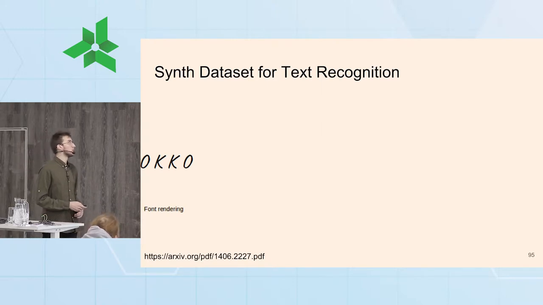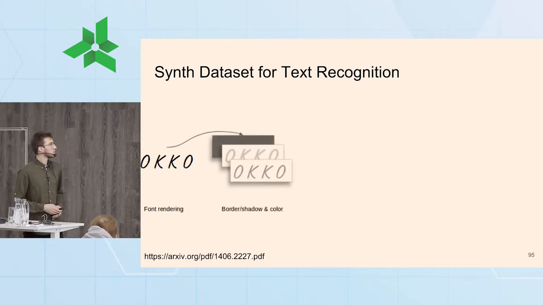And what did they do? They created two papers. One paper was about creating synthetic data for the text recognition task. It was the first one. They started with it because we need synthetic data, because we don't have any data at all. I will speak about it one slide after that.